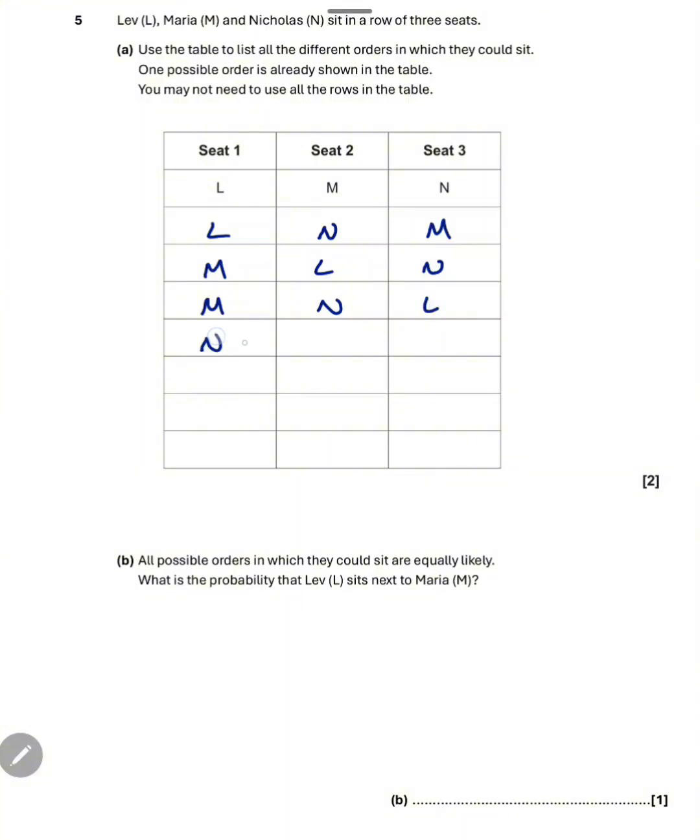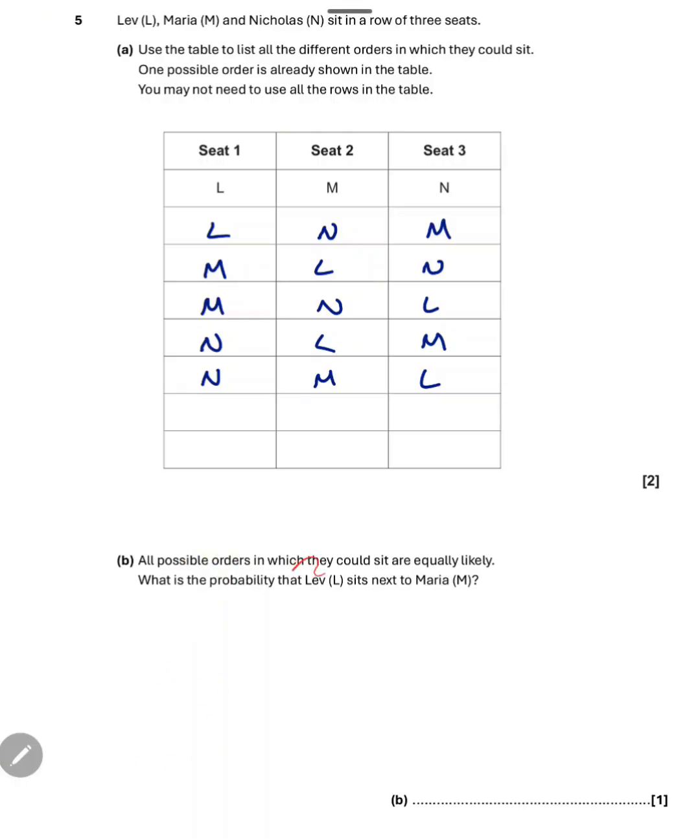It must now be N at the start. And again, just put the other 2 letters in place. And then keep your first letter the same and swap the other 2. And this looks sensible because I've got 2 L's, 2 M's, 2 N's. I think that's every possible combination for these 3 people.